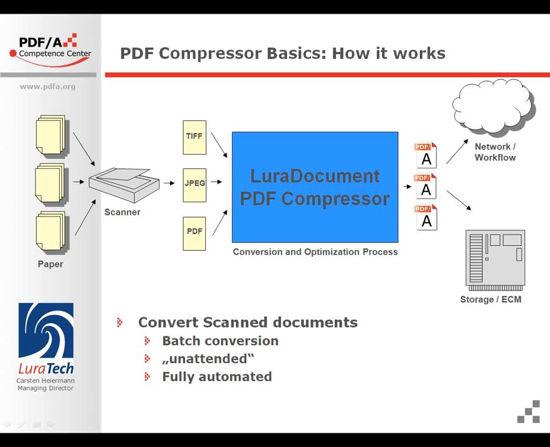This one picks up all the existing file formats and converts them to PDFA, and this can be done in batch conversion, can be done unattended. It can be run on a computer where nobody sits in front of, so it can be fully automated. The good news really is you do not need to change your existing systems. You just cut the flow of your documents through your capture workflow at some point, and there you introduce something like the LuraDocument PDF compressor which automatically does all the conversion jobs for you and does additional things like applying OCR for full text searchability, and merging single page documents to multi-page PDFA documents and so on, and then it goes to the existing systems again, like your network, your workflow, or your storage system. Next slide, please.